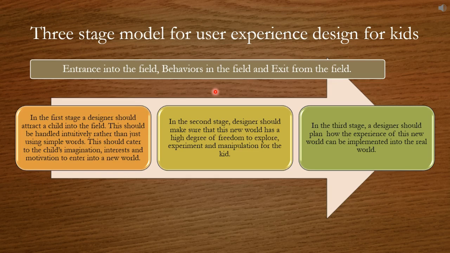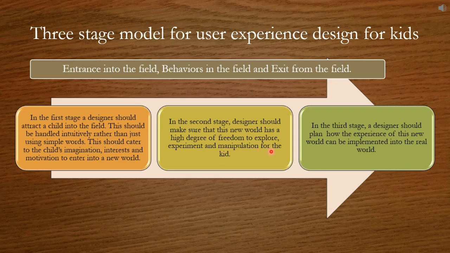Now this is the three-stage model for the user experience design for kids. That is entrance into the field, behaviors in the field, and exit from the field. So in the first stage, the designer should plan in such a way that it attracts the child in the field. It should be able to arouse curiosity and enthusiasm in the child to enter into the new world.